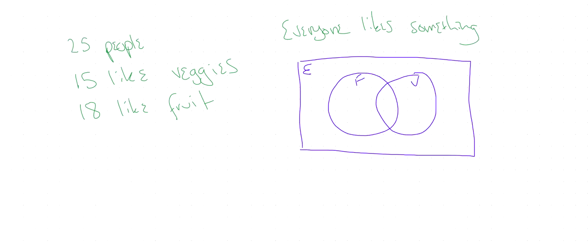Now, can I do this? There are 15 people who like veggies, 18 people who like fruit. Does that equal 25? Okay, so that should be what you immediately realize, that this is too many people. So there must be people that like both. So we are going to use some algebra to work it out. This is X. That's our unknown.